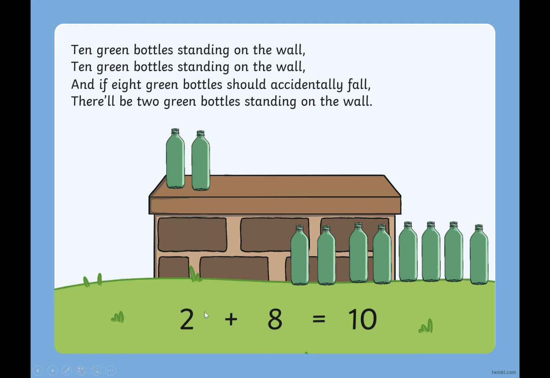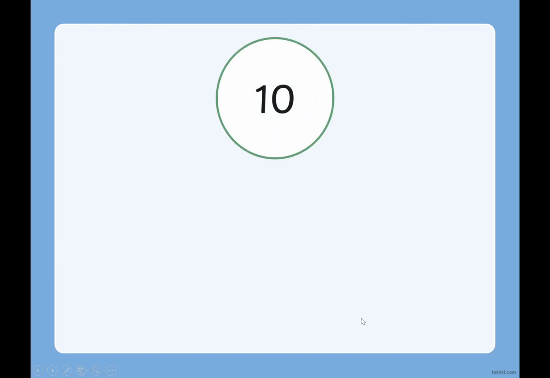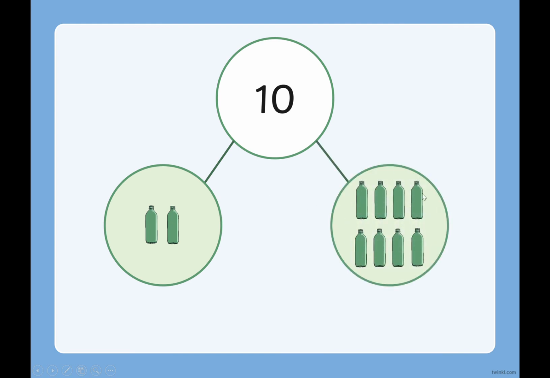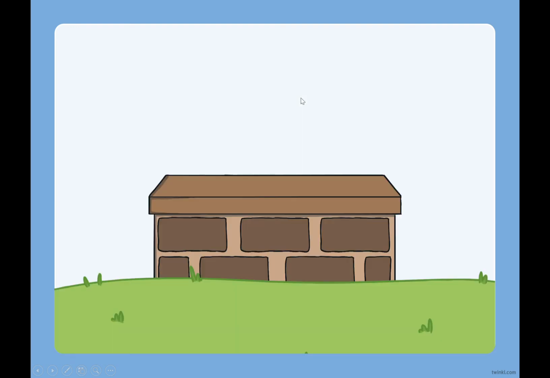So we've got the 2 plus 8 equals 10. 2 standing on the wall plus the 8 bottles on the floor makes 10 bottles altogether. We've got our 10 at the top. We've got 2 in here. 2 plus what makes 10? Can you remember? 2 plus 8. That's right. 2 plus 8 equals 10. 2 add 8 makes 10 altogether.